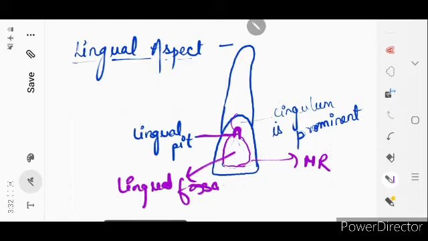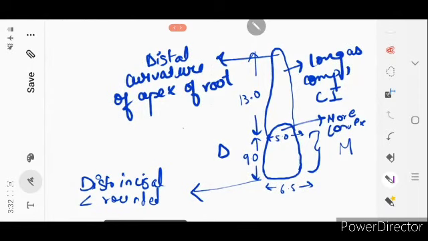Here a groove, that is a palato-gingival groove, is seen, which is deep, and lingual pits are more common. And here the geometrical shape of the lingual aspect is also trapezoidal, and the labial aspect is also trapezoidal in shape.